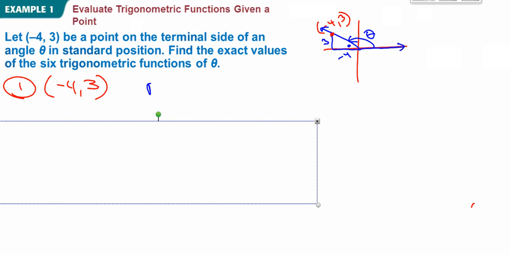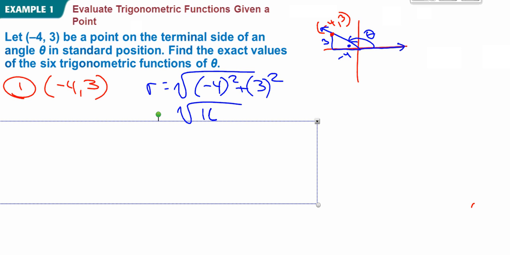R is the first thing we're going to find. Square root of negative 4 squared plus 3 squared. Square root of 16 plus 9. Square root of 25. So R is 5. And we knew that already. But if it's not a number like that, we'll have to be careful. So here's x, y.